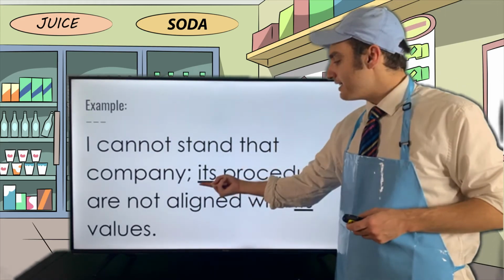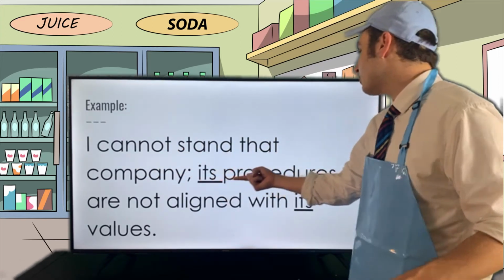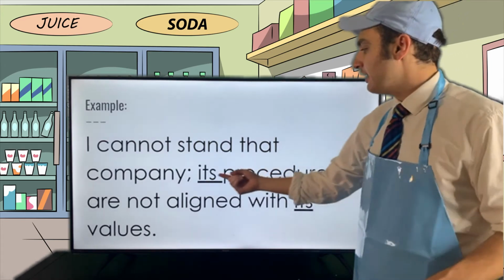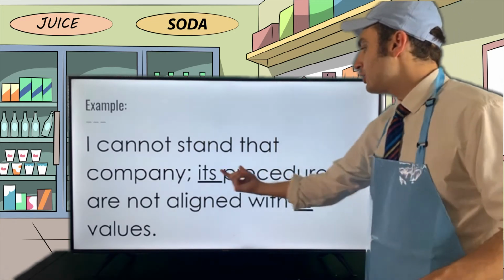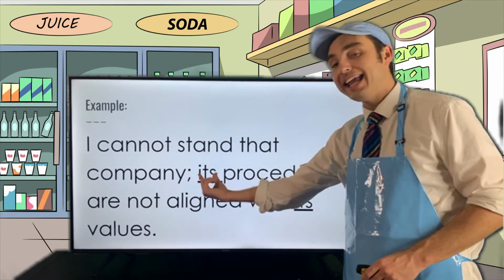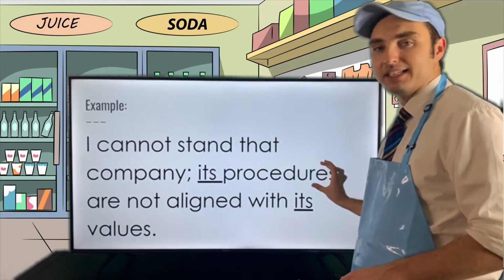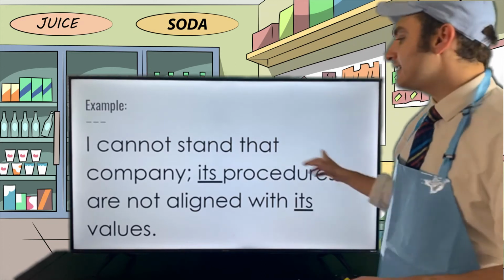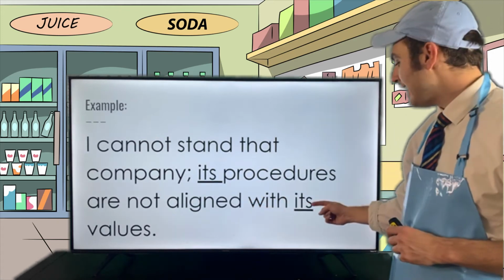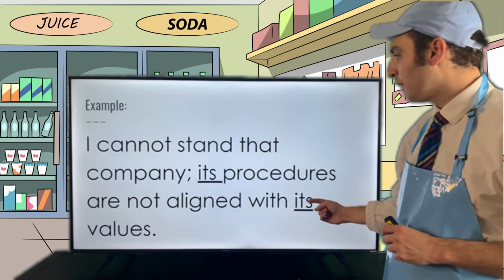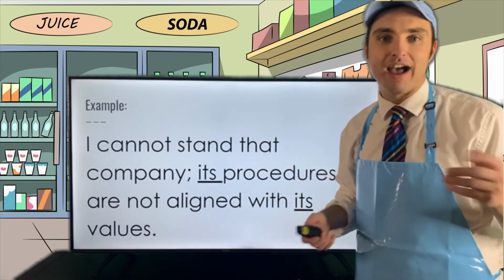Well, it refers to the company. So here it's saying its procedures. Its procedures, the company's procedures. So this it, or its in this case, is showing that the company has procedures. And then we continue down, are not aligned with its values. Again, this its is referring to the company and its values. It has certain values.